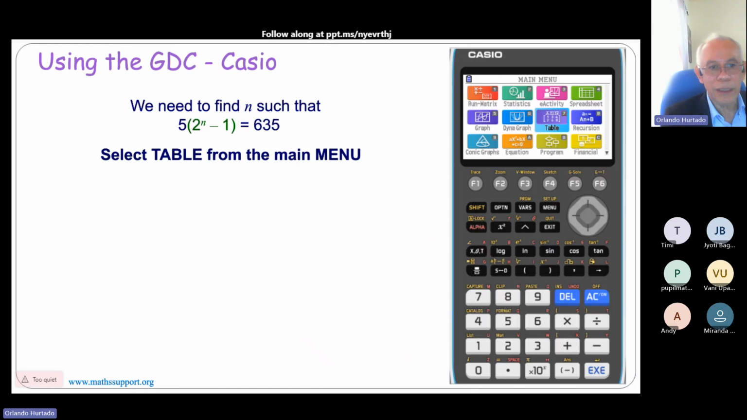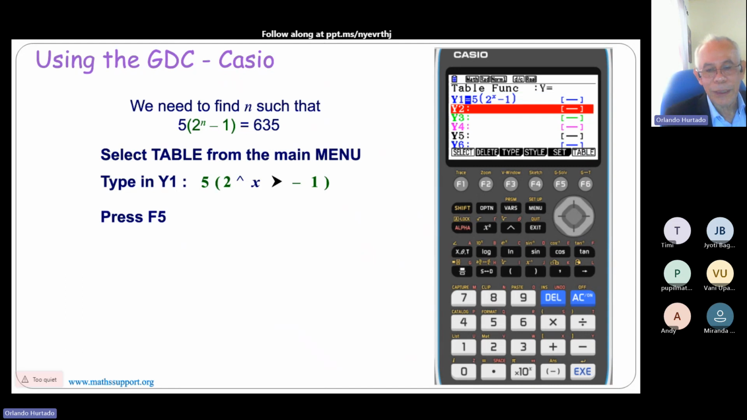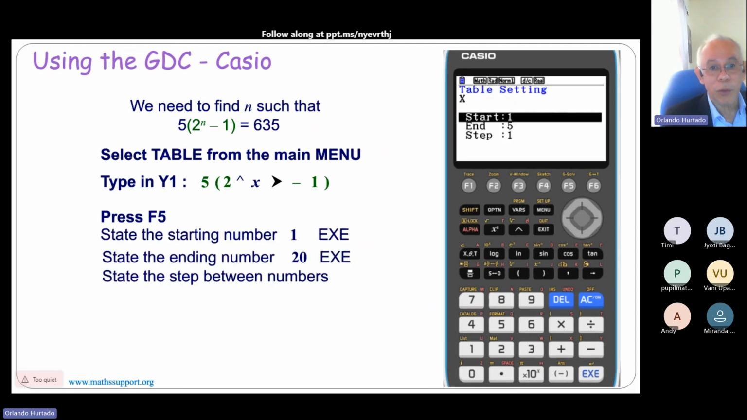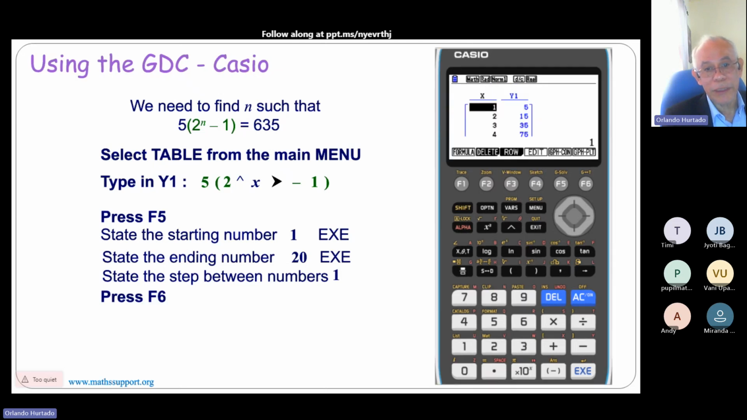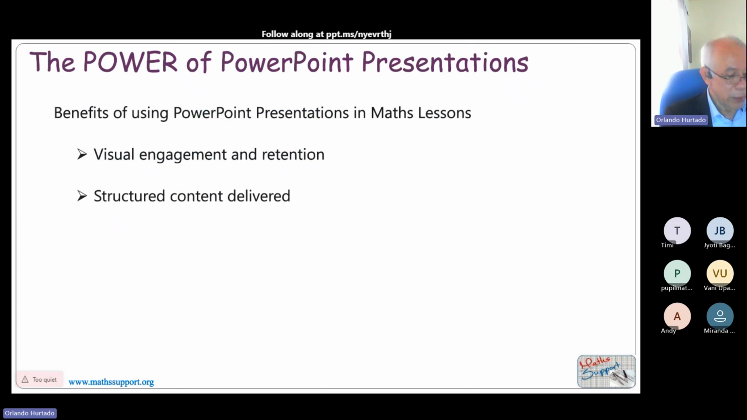So then, here we have the screen with the calculator. We have all the steps, what they have to do in the calculator, step by step, and then in the screen we have the presentation with a screenshot of the calculator to tell them what to do following the GDC calculator. So this is another of the good features that we have in the PowerPoint presentations.